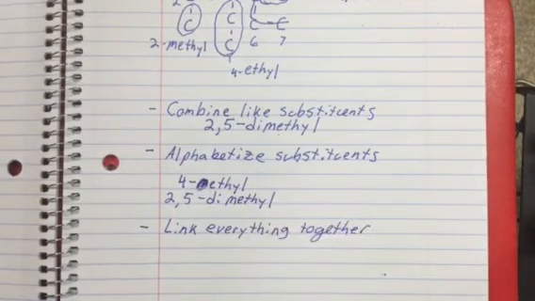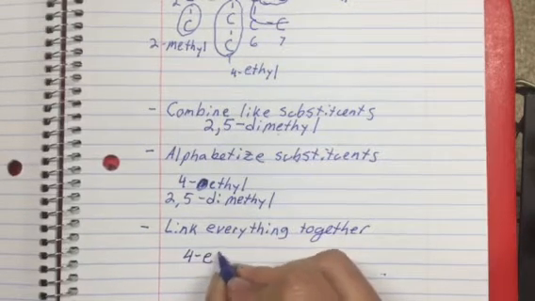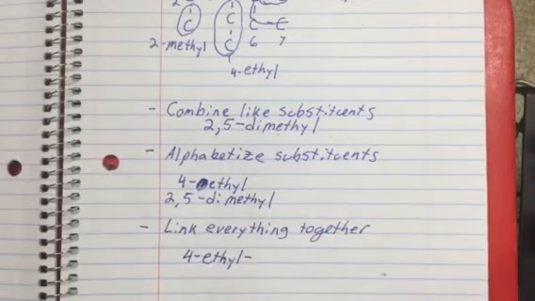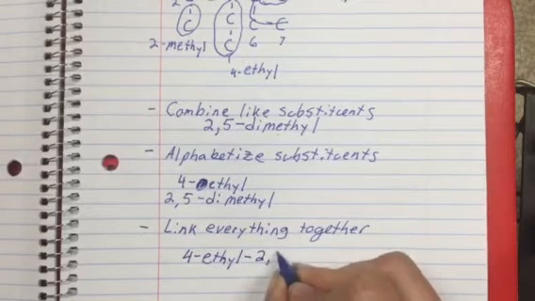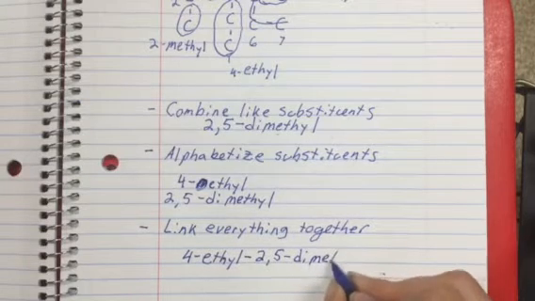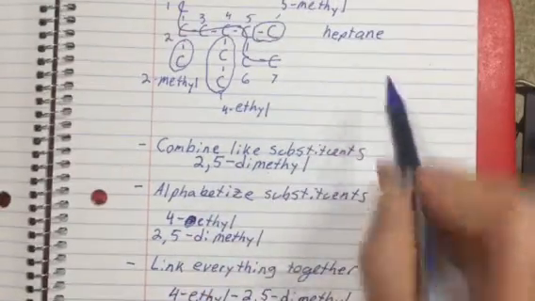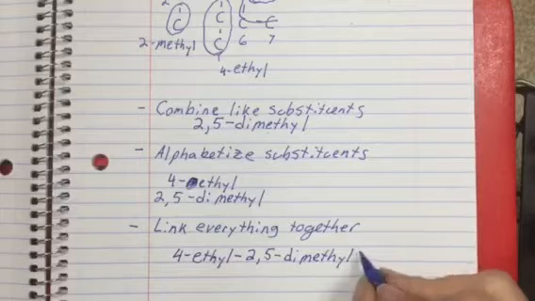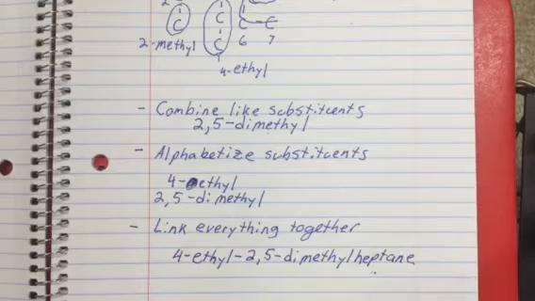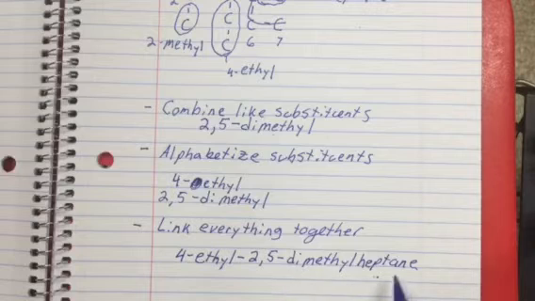Starting the beginning of our alphabetized substituent list. So we'll write it as 4-ethyl. I need another dash because I'm going to write some numbers. 2,5-dimethyl, and then I put the parent chain on the very end of the name. Heptane. So the full name of that compound up there is 4-ethyl-2,5-dimethylheptane.